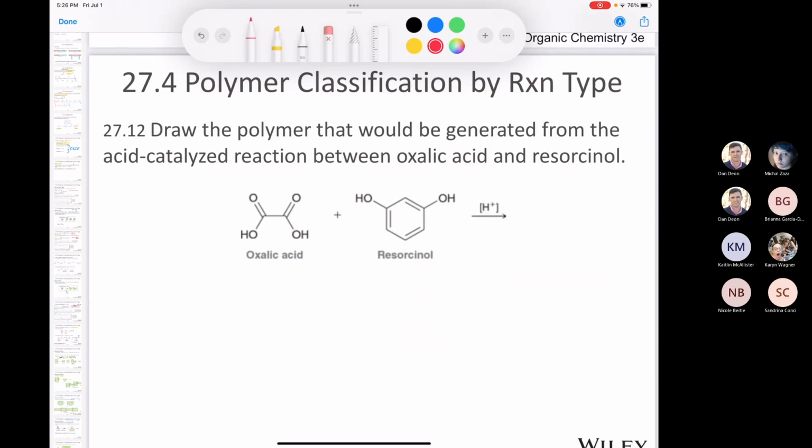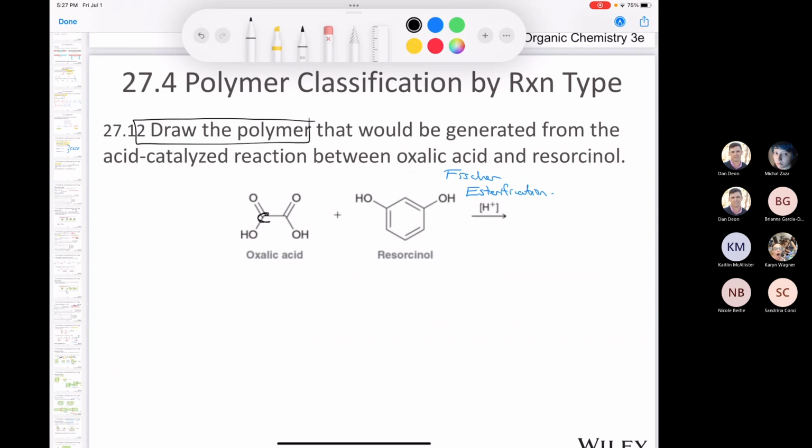Next one says, draw the polymer that you would make from the acid catalyzed reaction between oxalic acid and resorcinol. Resorcinol is a diol and oxalic acid is a diacid. So we're going to use Fischer esterification, which is the formation of an ester. So we can start anywhere we want, really. And it just says draw the polymer is all it's asking us to do.